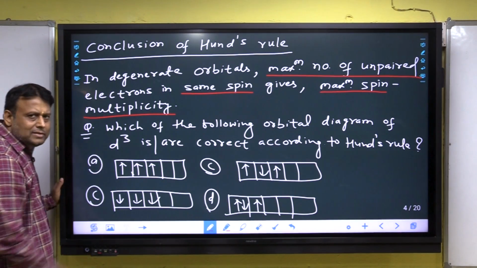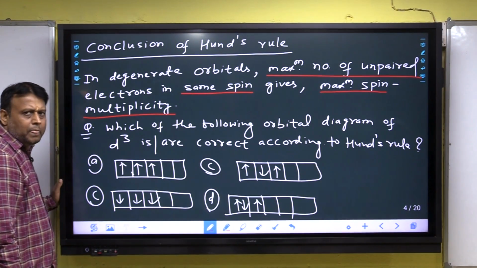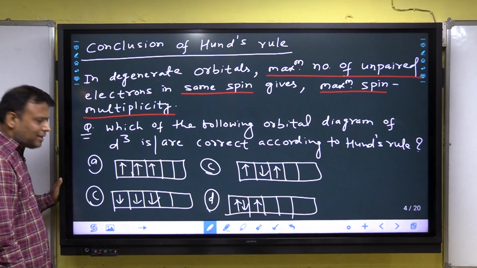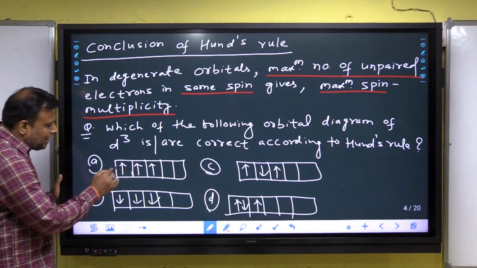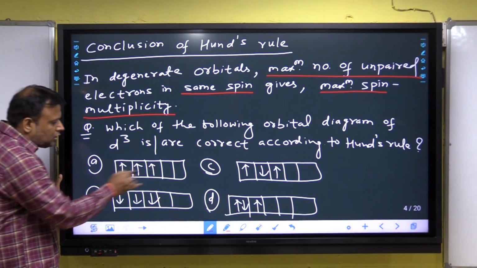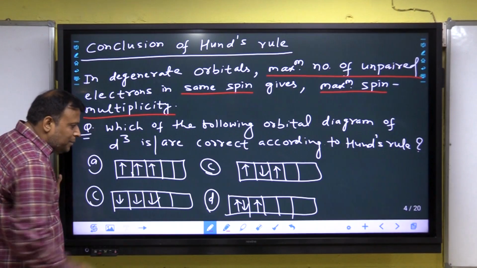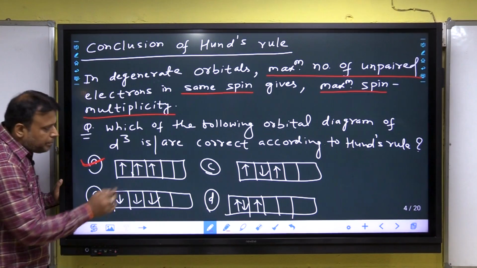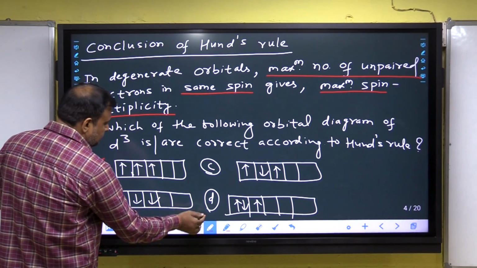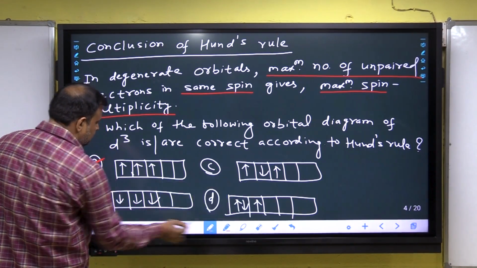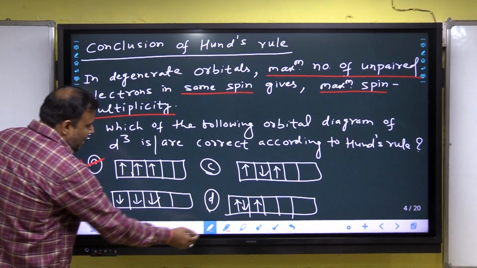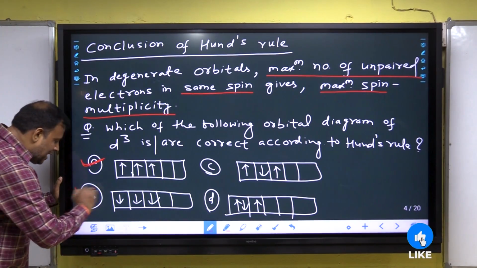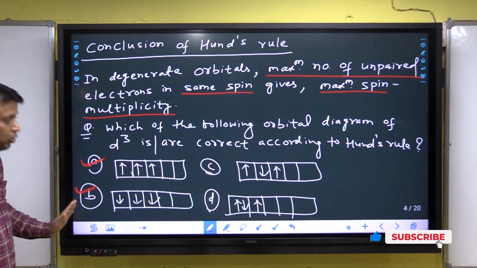Listen, d has 3 electrons, and we know that d has 5 degenerate orbitals. There are 5 orbitals, all are degenerate, and 3 electrons: 1, 2, 3. All 3 are unpaired and all have the same spin, and hence option A is correct. Now option B. In option B, there are 5 orbitals but 3 electrons, all with the same spin, and hence, according to Hund's rule, B is also correct.